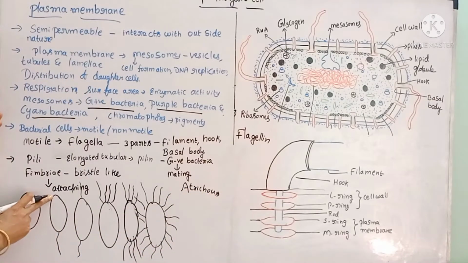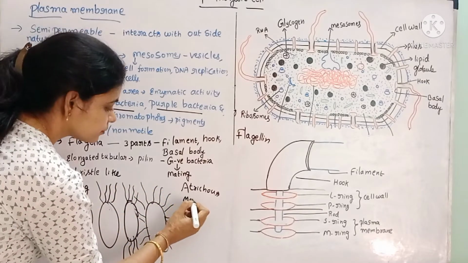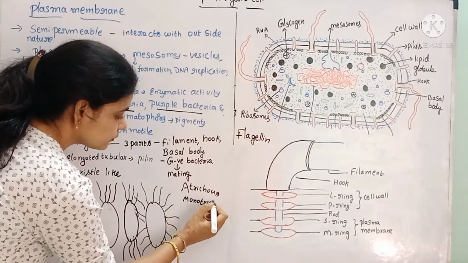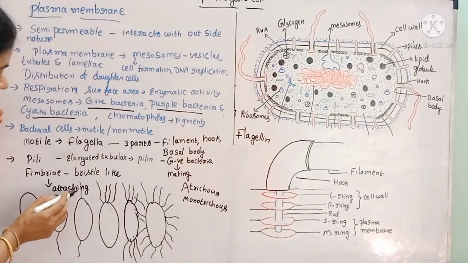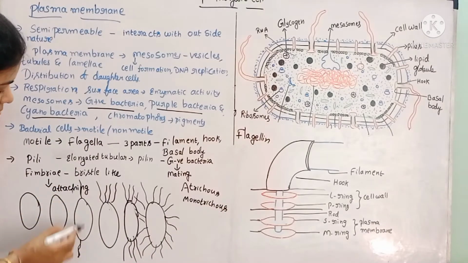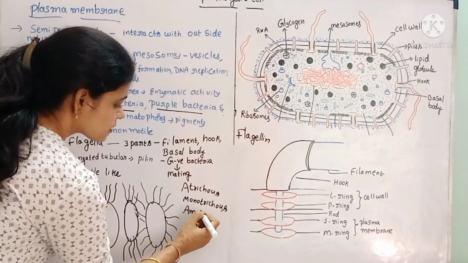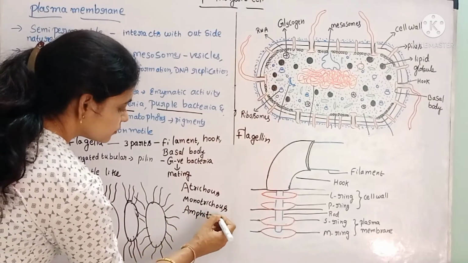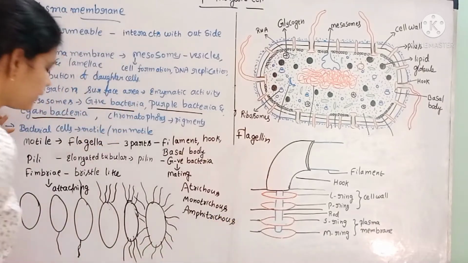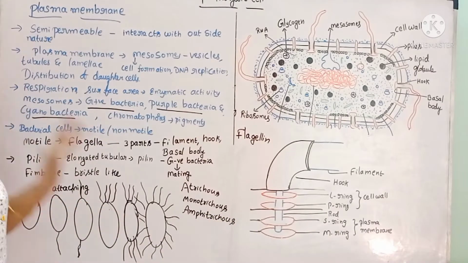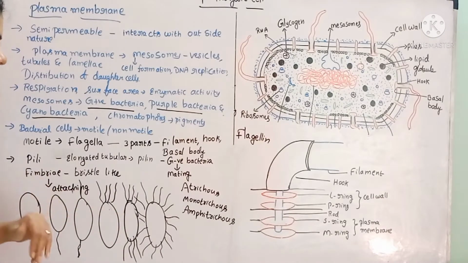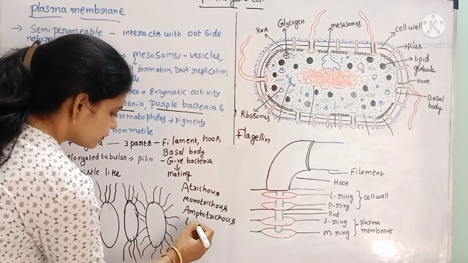If a single flagellum is present at one end, that is called monotrichous. If a single flagellum is present at both ends, then it is called amphitrichous. Amphi means both. If a bunch of flagella, a tuft of flagella, is present at one end, that is called lophotrichous.